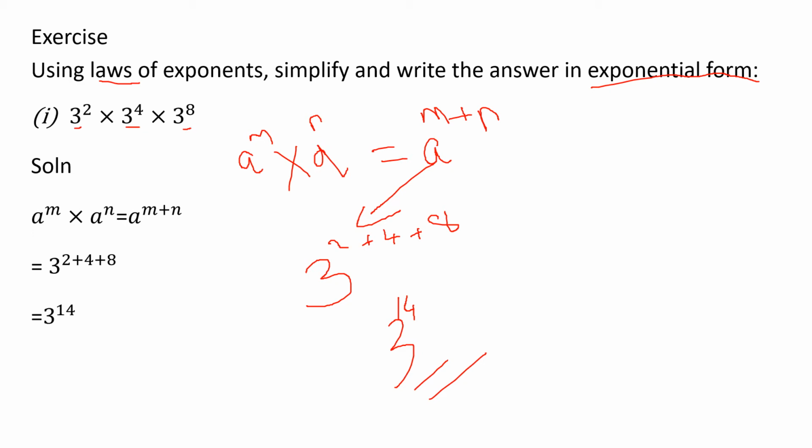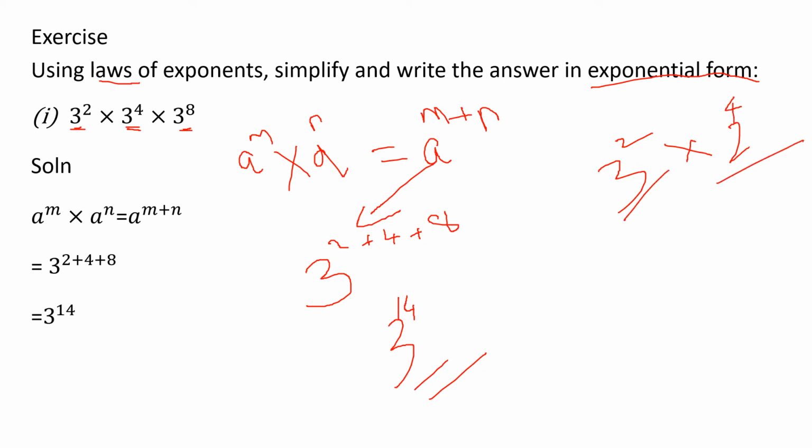So here what is the formula we are using? A power m into a power n is equal to a power m plus n. Only we can apply this formula if all these integers are the same, here also 3, here also 3, here also 3. For example, instead of this 3, in one place you are having 3 power 2 and next place you are having 2 power 4. Whether I can apply the formula? No. Because here 3 and here 2.